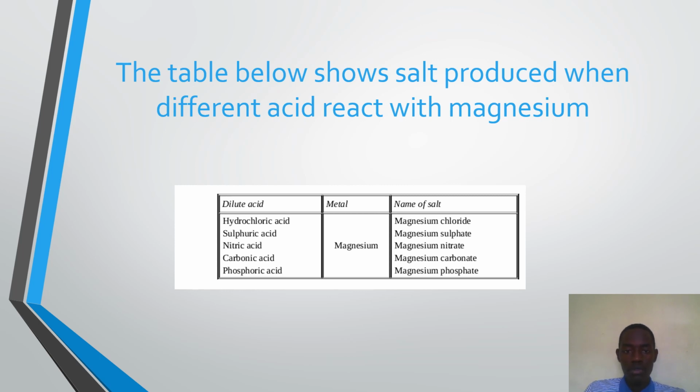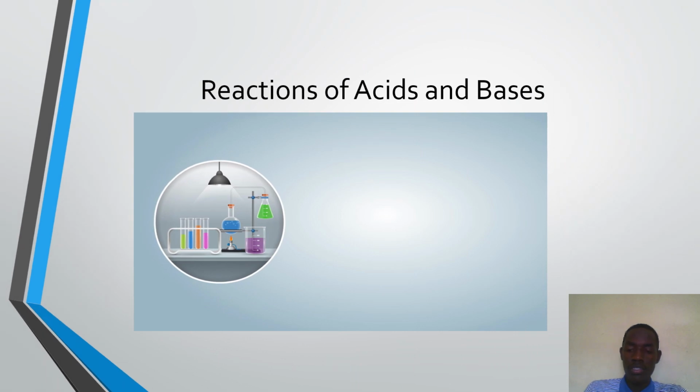Now let us see how acids react with bases. Acids are the substances that produce hydrogen ions, while bases are the ones producing hydroxide ions when dissolved in water, or rather when reacted in water. Acids are the proton donors, while bases are the proton acceptors.